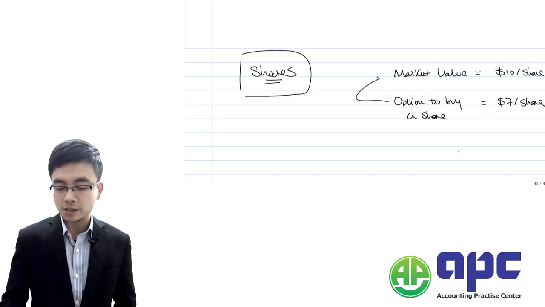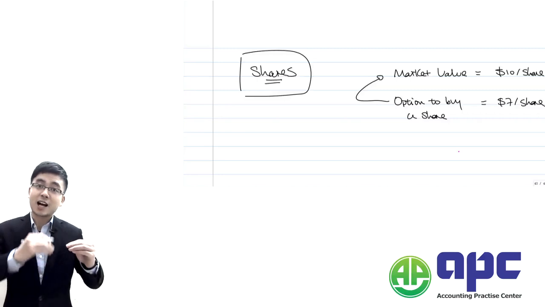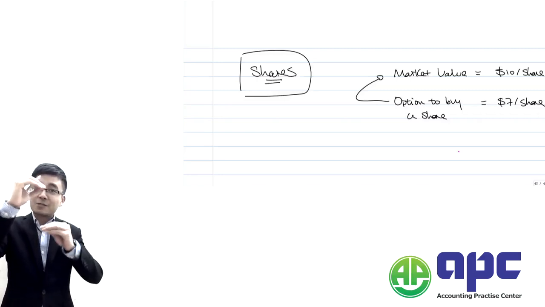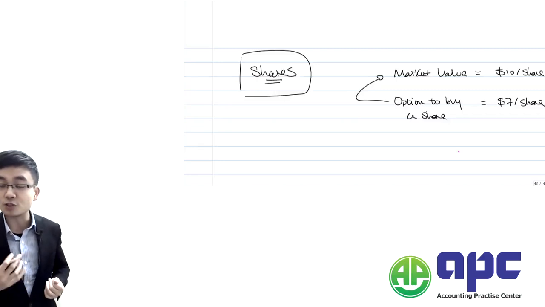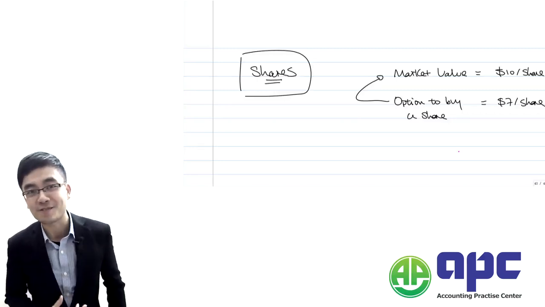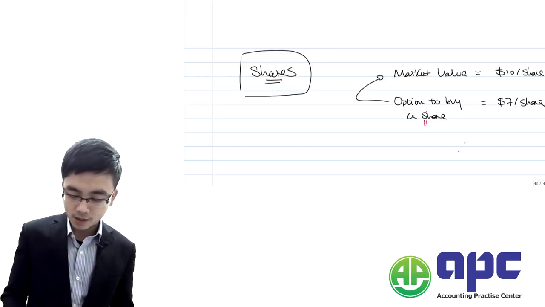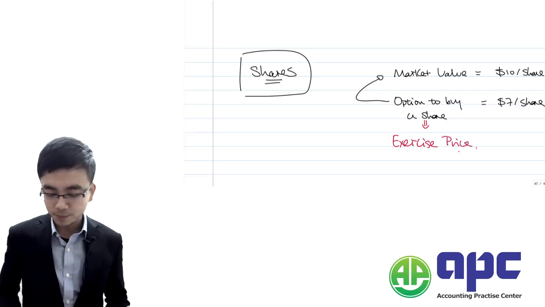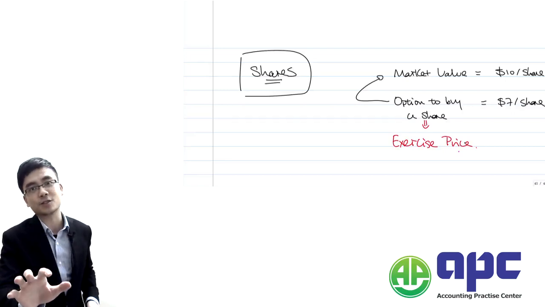And then you can immediately sell that share after you buy it at $7, and then you sell that at $10, and hence you can earn $3 off this capital gain directly. So that's the reason why you're going to exercise the option to buy the share at $7 per share. So the price at which you can buy is called the exercise price. Okay, so one is market value, one is exercise price. You know that difference already, yeah?